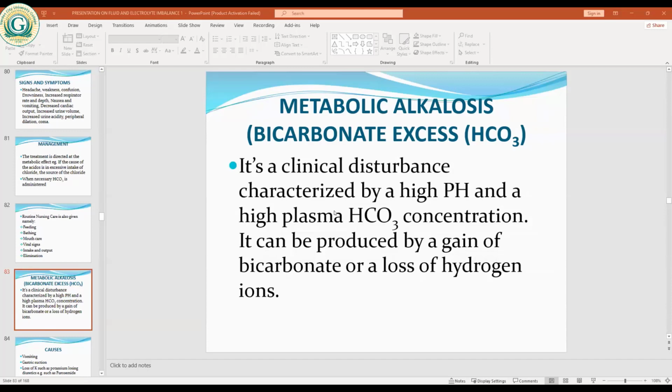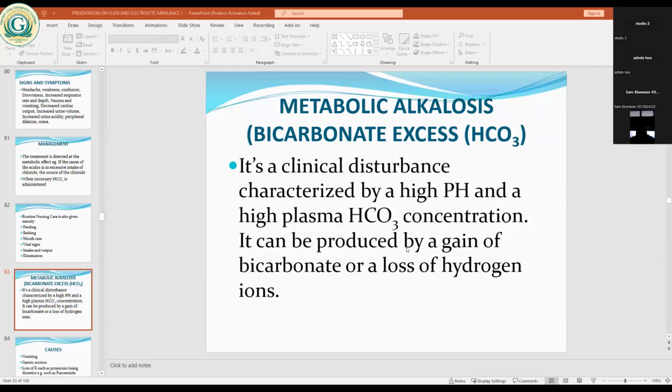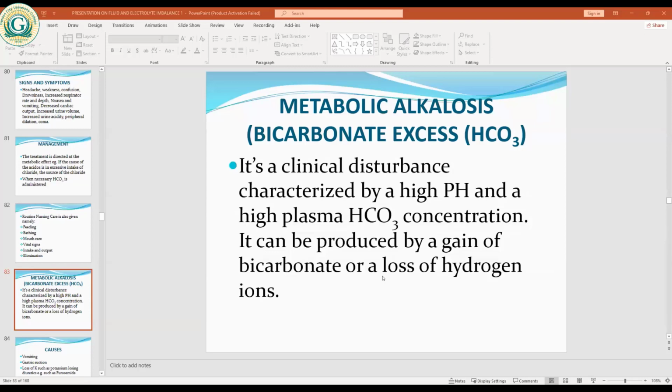It is a clinical disturbance characterized by high pH, because we are talking about bicarbonate or alkalosis, we are in a high pH medium. So it's characterized by a high pH and a high plasma bicarbonate concentration, and a low hydrogen ion concentration. In acidosis we have a low bicarbonate. These two, I told you earlier, cannot exist in the same amount unless you are talking about a neutral solution. So once bicarbonate concentration is high in alkalosis, definitely hydrogen ion concentration will be low. It can be produced by gain of bicarbonate or loss of hydrogen ions.